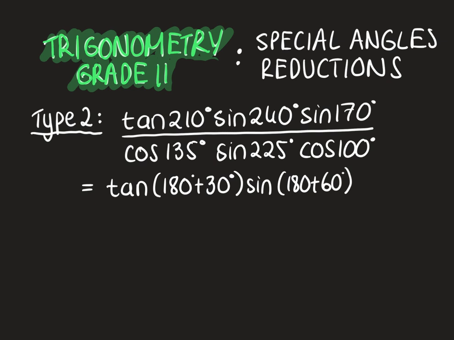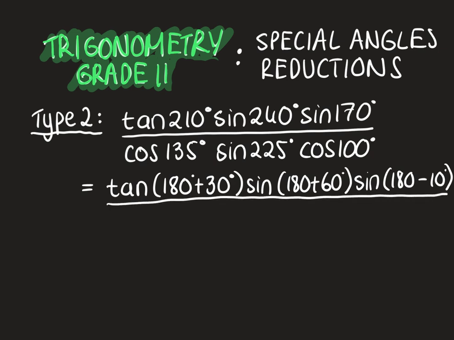Sine of 170. 170 is in which quadrant? It's in the second quadrant, which is known as the 180 minus theta quadrant. So we're going to say sine of 180 minus 10 degrees. Okay, that one's looking a bit weird because obviously it's not giving me a special angle, but we will see how that cancels out later. So let's put a line underneath that for our fraction.